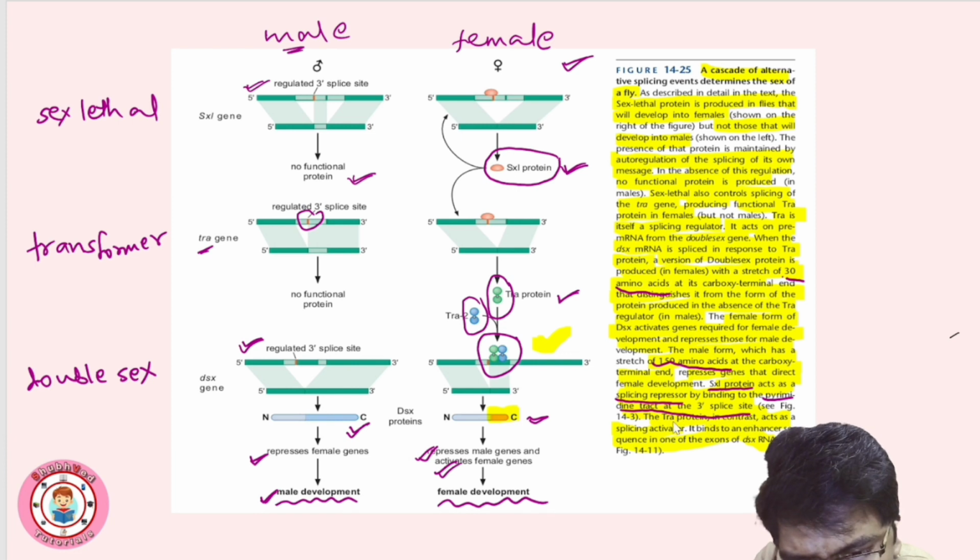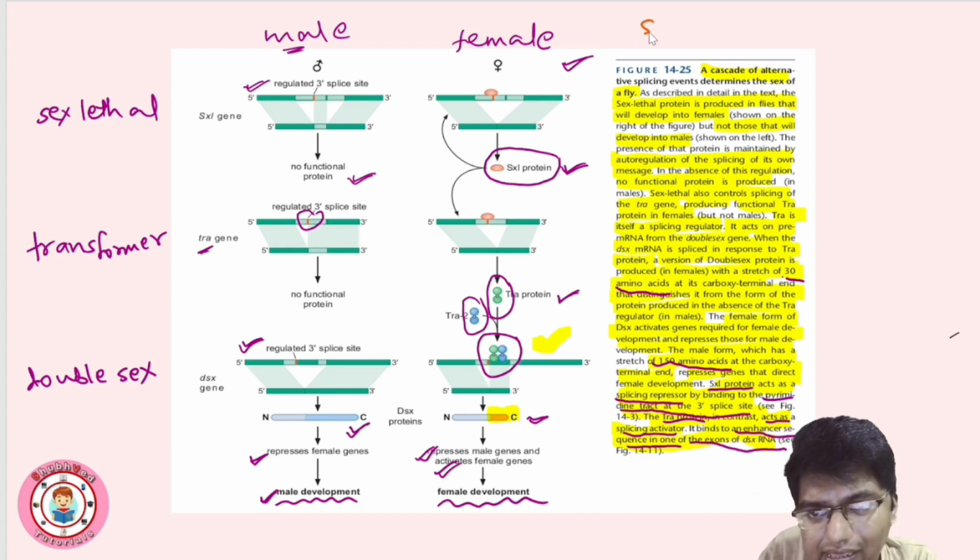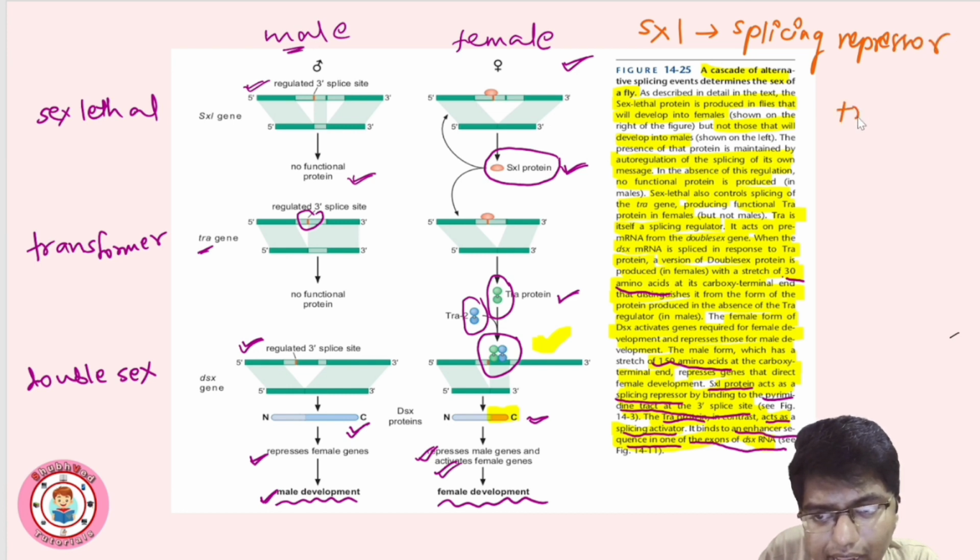This is important. Okay, then here the TRA protein acts as a splicing regulator. This is also important. It binds to an enhancer sequence in one of the exons of the doublesex RNA. SXL is a splicing repressor, and TRA is a splicing activator.